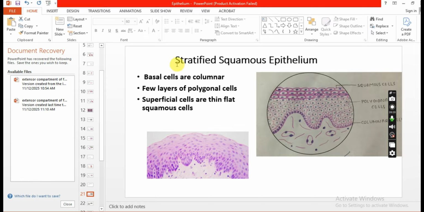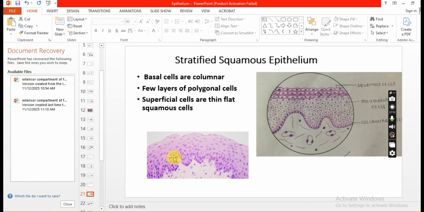Stratified squamous epithelium is a multi-layer, the typical classical multi-layer, about 6 to 8 layers of cells you can see here. The basal layers are always columnar cells. On top of it, a few layers of polyhedral cells. Polyhedral cells means cells which have many corners of varied shape and size. But the superficial layer is squamous cells, 2 to 3 layers of squamous cells. Hence it is called stratified squamous epithelium.